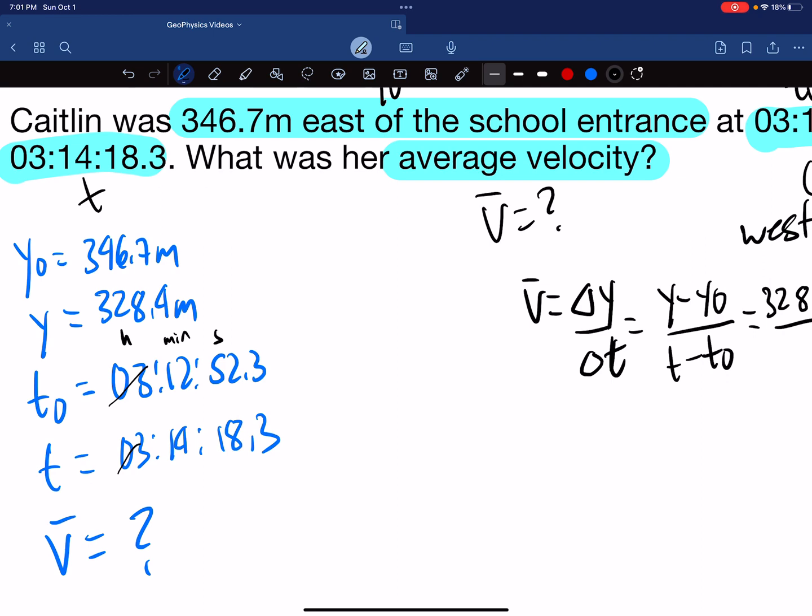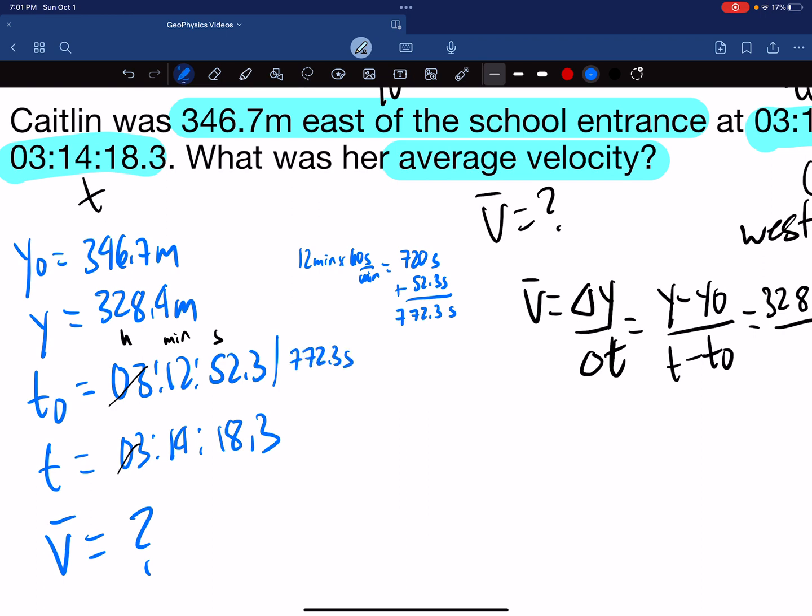So we'll start out and say we have 12 minutes times 60 seconds per minute. And that is going to give us 720 seconds. 12 times 6 is 72, times 10 is 720. Plus, we have another 52.3 seconds. So that gives us 772.3 seconds.